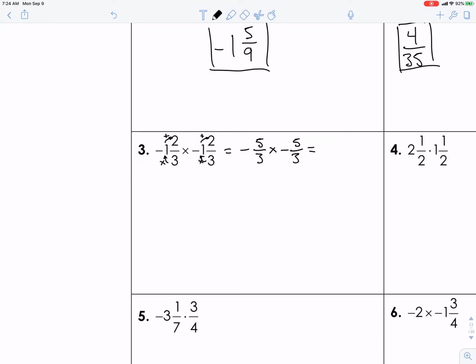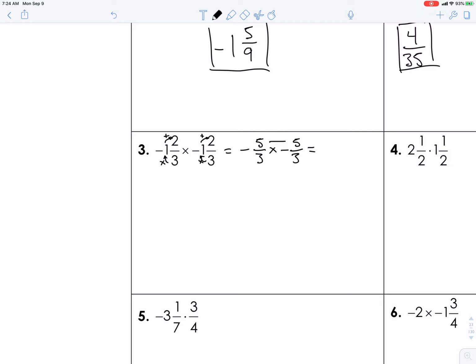So then we just multiply. Now, we've got a negative fraction times a negative fraction. What's a negative times a negative? A positive. So now we know our answer is positive. You can either put the positive out there or not. I'm going to leave the positive out. It's just assumed it's there. If there's no sign, it's just assumed to be positive.